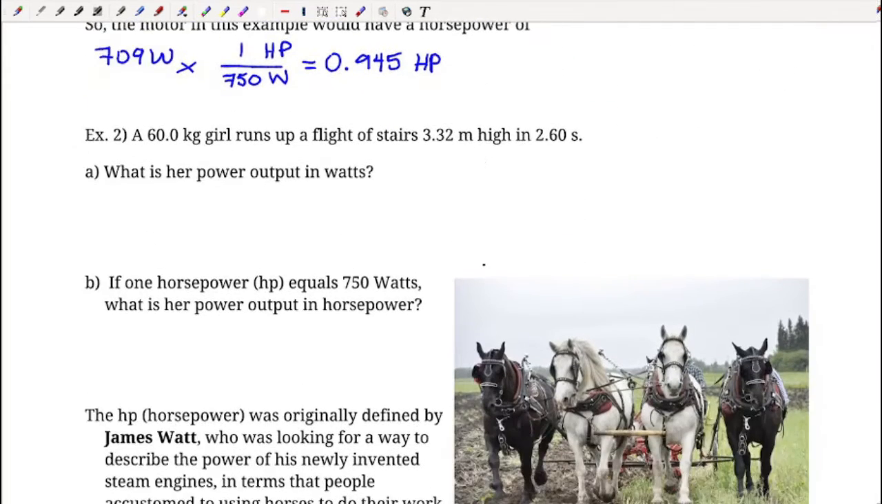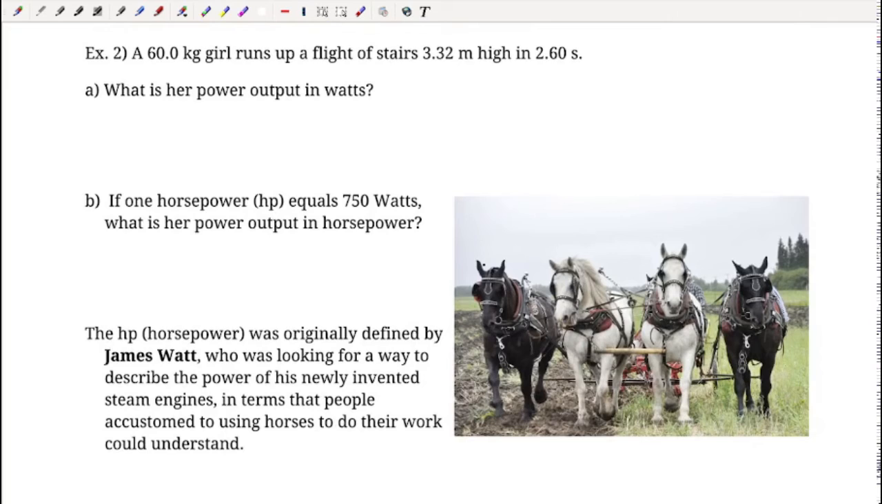Let's take a look at another example. A 60-kilogram girl runs up a flight of stairs, 3.32 meters high, in 2.6 seconds. What is her power output in watts? So why don't you pause your video, maybe label the information. Remember that work done against gravity, I'm going to need Fg equals mg. And maybe I could even substitute that into my formula. So pause your video, then come back.